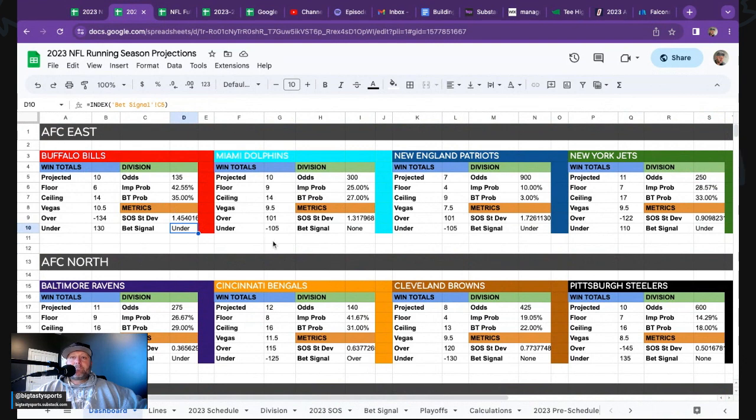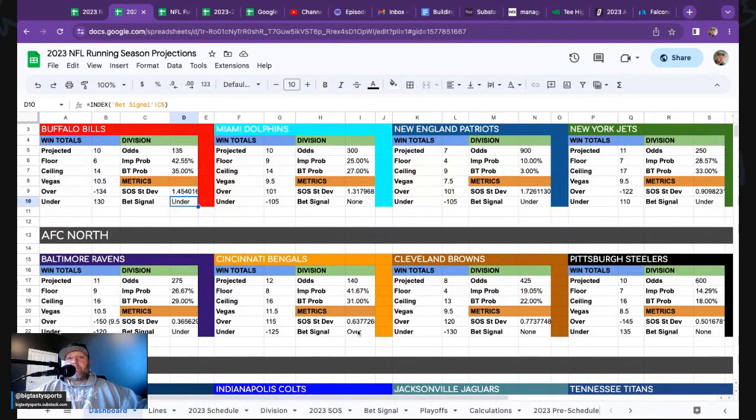Don't wait. Where, like with the Dolphins, it's none, so it's sort of agnostic in terms of over or under. We'll skip down here to the Bengals. Their bet signal is over, which means if you like the over, bet it now. If you like the under, you might want to wait.